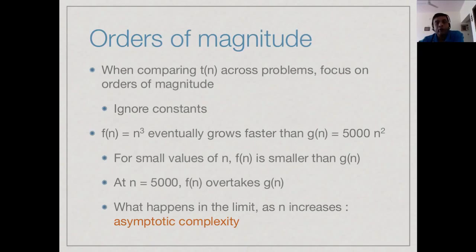So there will be a point beyond which n cubed will overtake n square, and after that it will rapidly pull away. So this is what we would typically like to measure. We would like to look at the functions as functions of n without looking at the individual constants, and we will look at this a little more in detail.